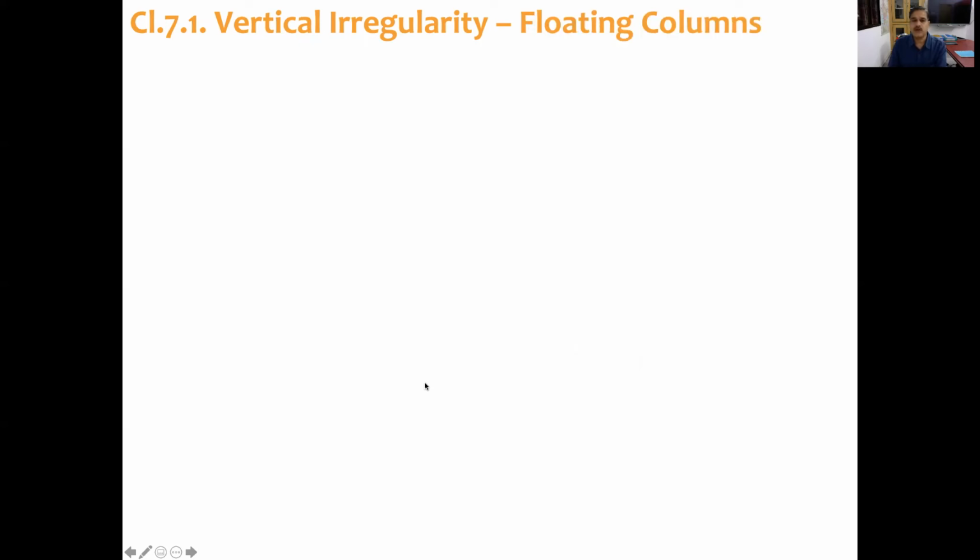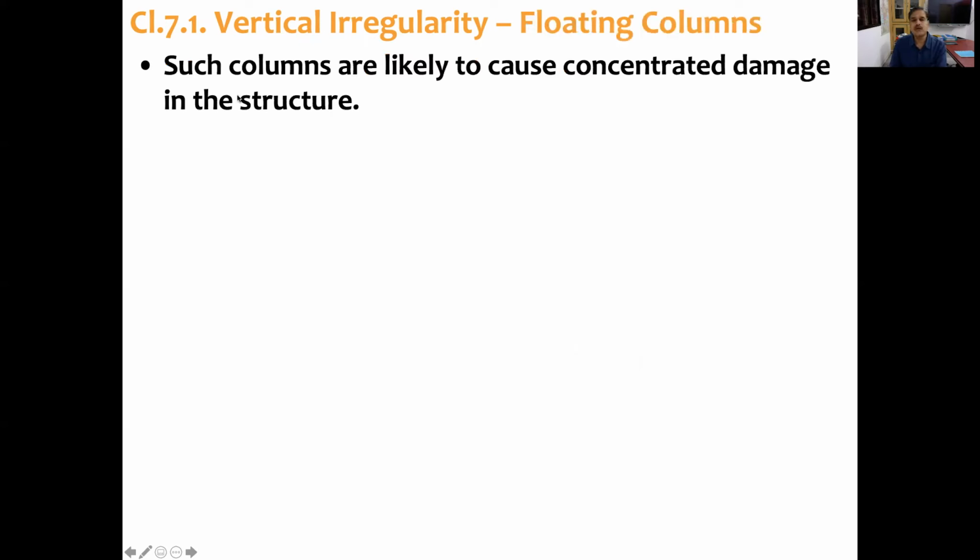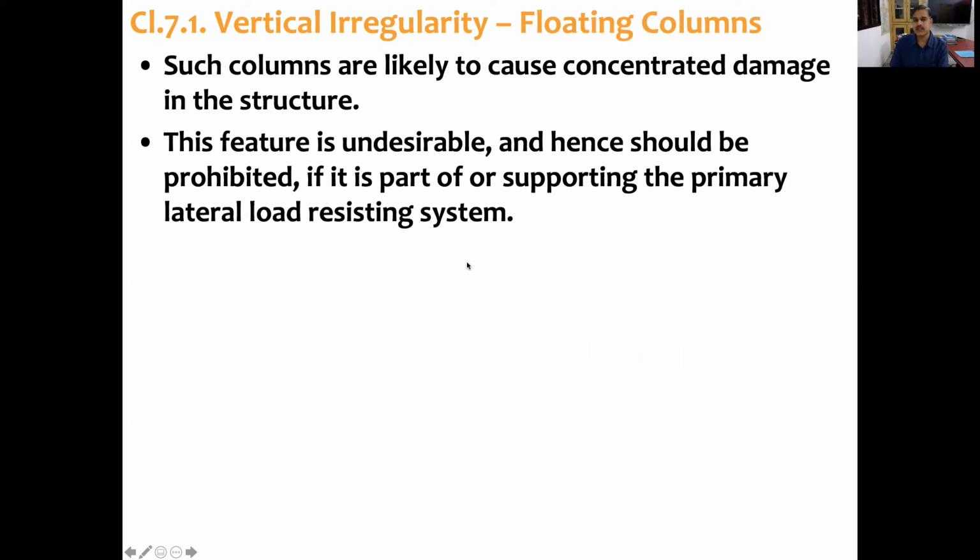Then coming to floating columns. Such columns are likely to cause concentrated damage in the structure. In the earlier revision of the code, it was suggested that these have to be designed for higher forces. But in this revision, the code is specifically saying that this feature is undesirable, hence should be prohibited if it is part of or supporting the primary lateral resisting system.